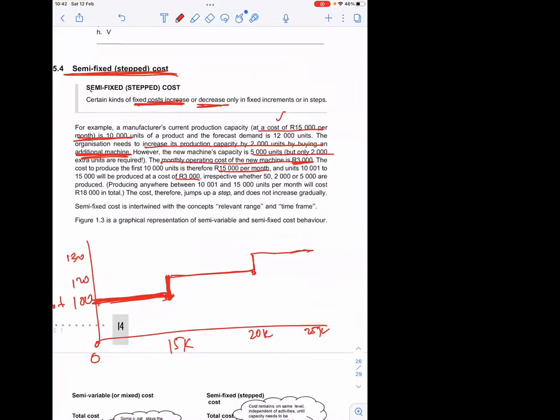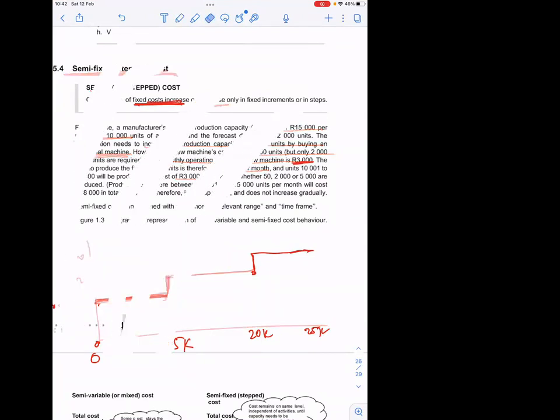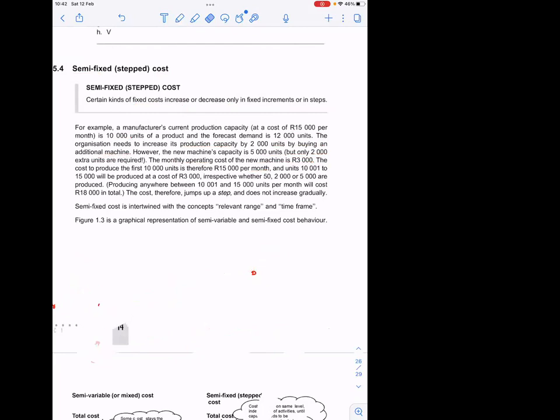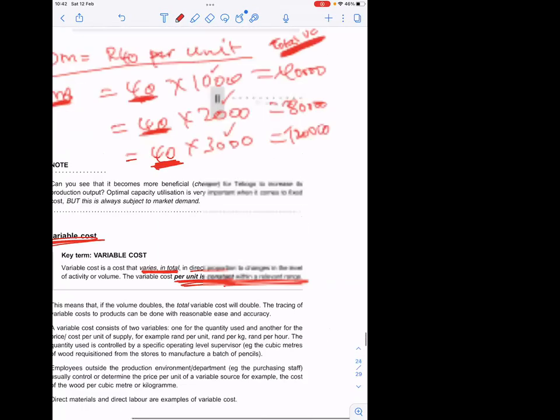There we go with your fixed, with your semi-fixed or stepped costs. Be able to distinguish. All right, don't forget why we are here. We're here talking about the classification of cost according to behavior. So it's done there.